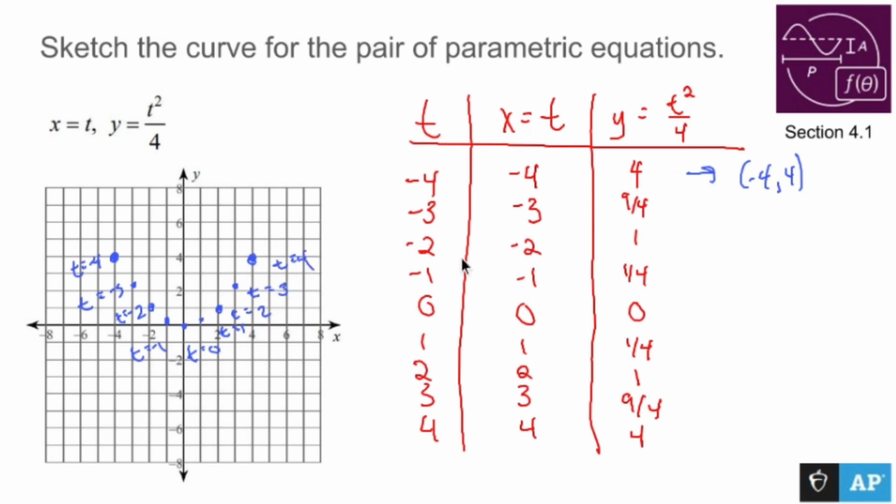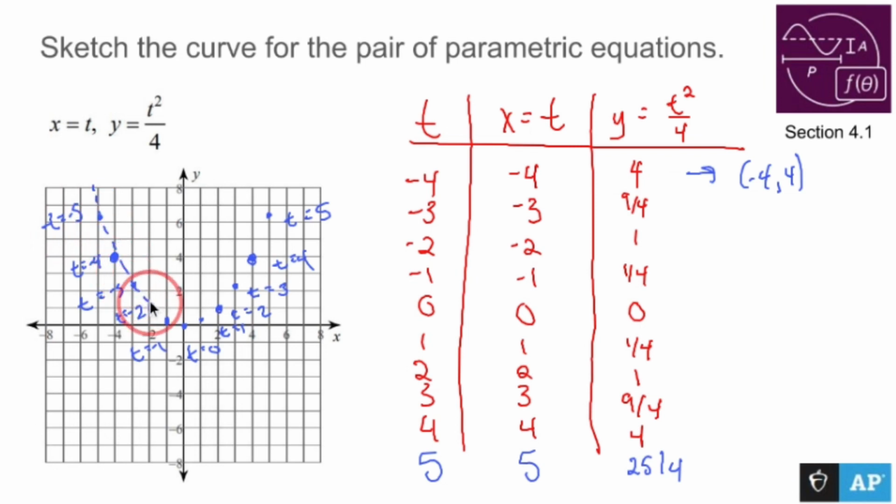Now, if I wanted to go one step further, since I have the space, if t was 5, I would have 5 and 25 over 4. So why don't I include that? 25 over 4 is 6 and a quarter. So 5 and 6 and a quarter. That's when t is 5. So similarly, t is -5 is going to be the same thing.